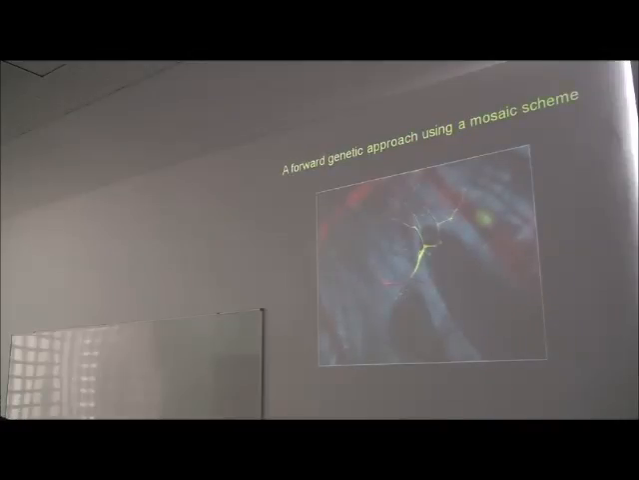So the approach we've taken is a classic forward genetic approach, but the screen we used was a genetic mosaic screen. So it's a little bit dark, but hopefully you can see all of the tracheal system is labeled in red, and then we mark our homozygous mutant cells positively with GFP.